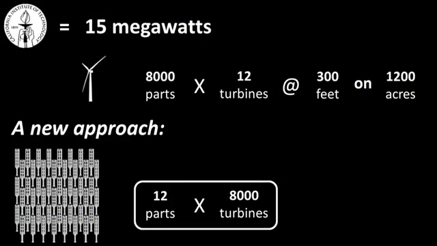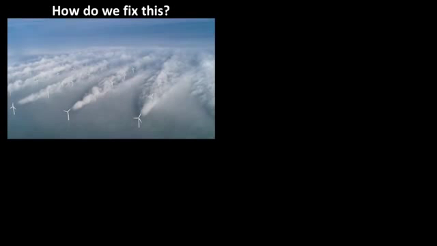As you can see in our example here, the total number of components you're manufacturing doesn't change. But since we're only manufacturing about 12 different parts, we can take advantage of mass production even for small energy projects. Now, what do we do about that turbulence issue? And what do we do about the fact that these turbines are only at 30 feet above the ground? How do they get enough energy?